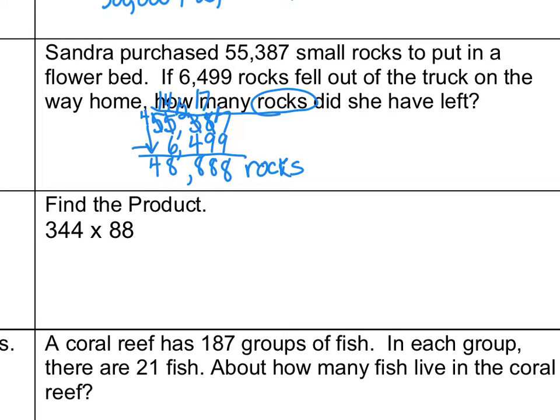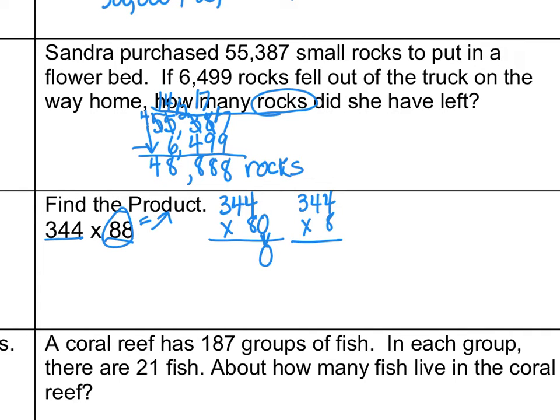Now find the product. So factor times factor equals the product. So what we're going to do is the partial product method. We're going to break this down, 344. We're going to break apart the 88 into 80 and 8, okay? So the first problem we will do is 344 times 80. Then we'll also do 344 times 8. And then we'll add these partial products together. So let's work on this one first.